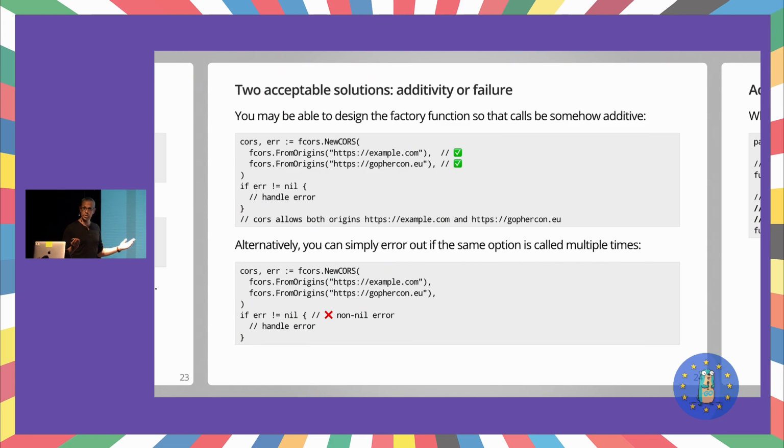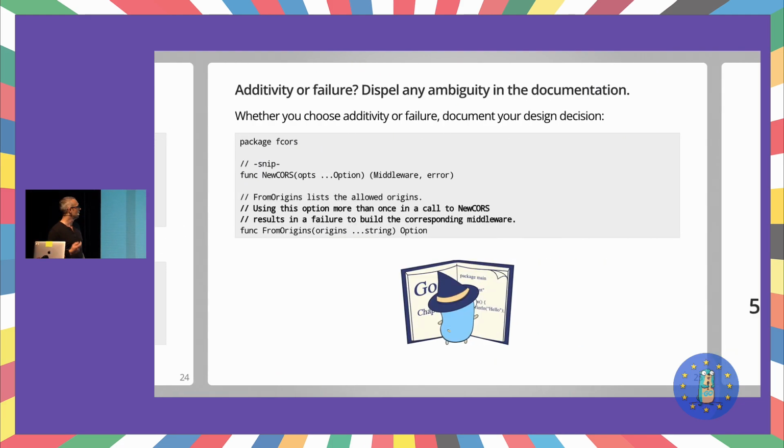Depending on your problem space, you might be able to implement something like this. Or you can take the easy way out and just say, you called the same option twice, tough luck, here's an error for you. OK? But whatever you choose, whether it's additivity of options or just returning an error, make sure to document it above the option in question, because your users would be scratching their heads otherwise.